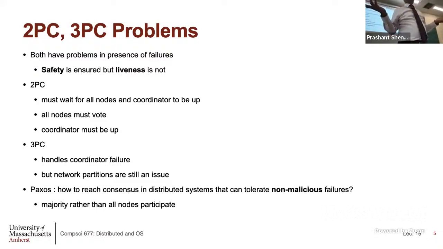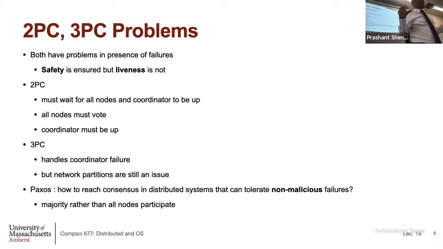So you will not get all the votes, so you cannot make progress. Network partition still causes an issue in three-phase commit, which we'll deal with in Paxos. In Paxos, if the network is partitioned such that there's a majority on one side, that majority can still make progress. Because in Paxos, the majority vote is what matters, not everyone voting.